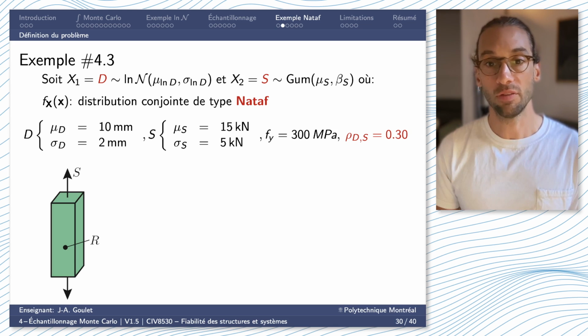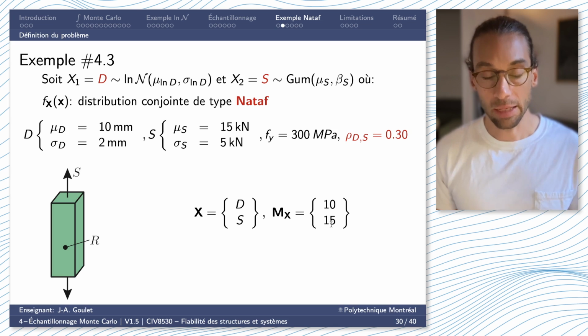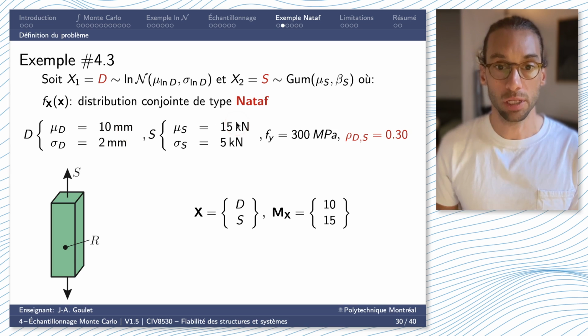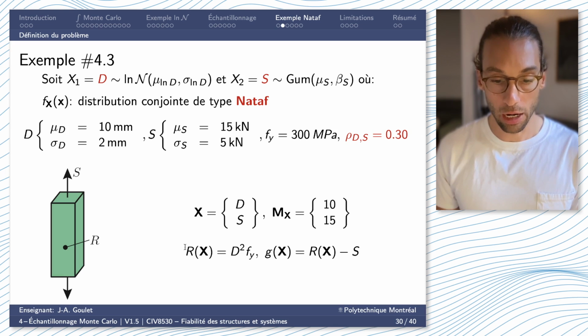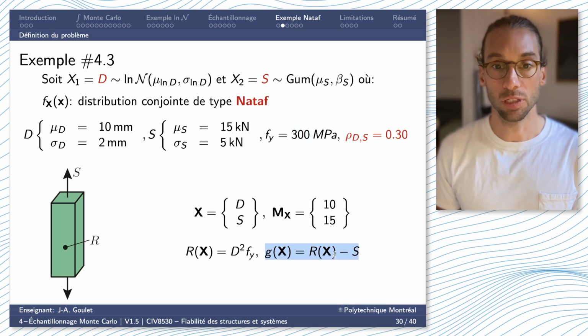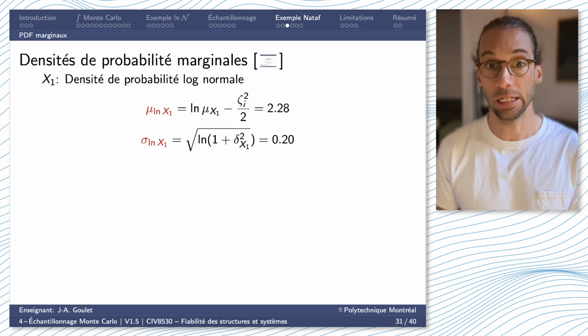So we have the same configuration as before, but now X1, representing the dimension of my bar, is a log normal distribution. X2, which represents the solicitation, is a Gumbel, where the joint distribution is represented by a Nataf, where our correlation coefficient is 0.3. In that case, I'm going to define my X vector as D and S, with means 10 and 15 as defined by my parameters here. And we're going to have our model for the resistance, D squared f of y, where f of y again is my yield strength. My limit state function is the resistance minus the solicitation, where the resistance is a function of X, in this case D, the dimension of the bar.